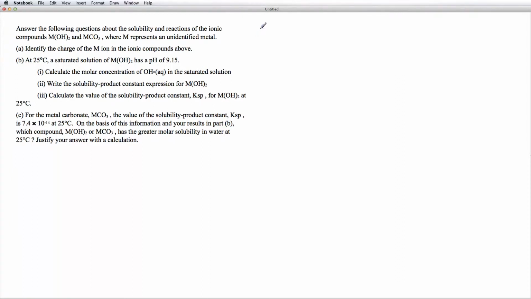Alright, looking at this particular problem, we're trying to find the charge on the metal M. So if we look at our two compounds, we have M(OH)2 and MCO3. Well, the charge on OH is -1, and the charge on CO3 is 2 negative. Since I have two negatives here, I have to have a +2. So M must be a +2 ion.